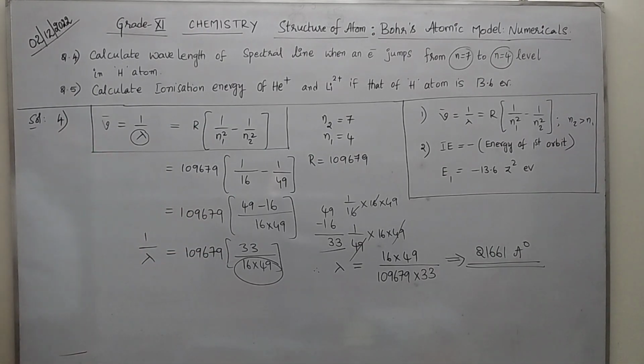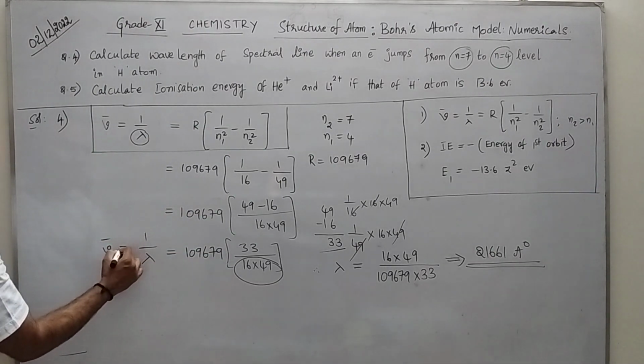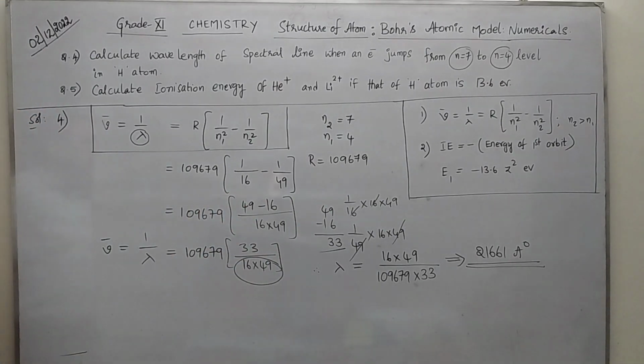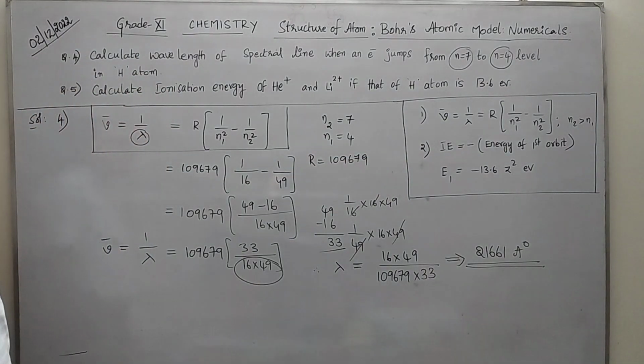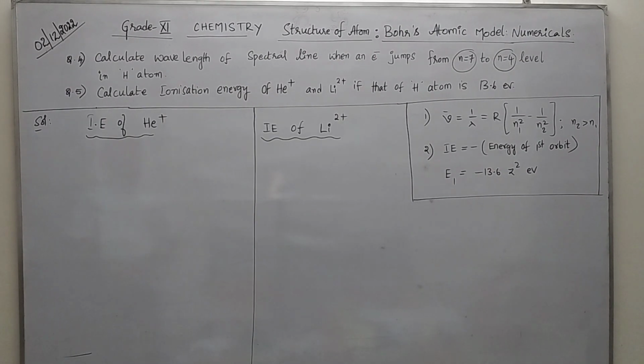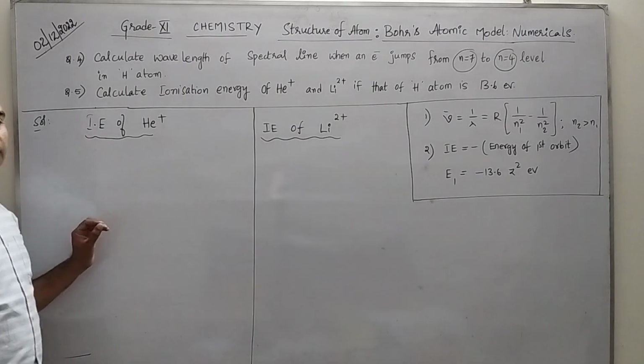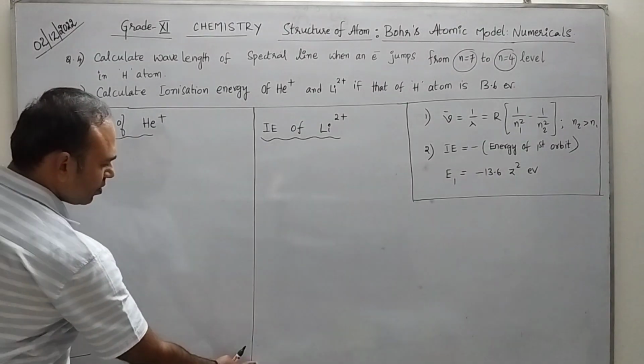Sometimes they will ask for wave number. So wave number, we can stop up to this. Now try to solve the second one using the ionization energy formula, nothing but minus energy of first orbit. First calculate the energy of first orbit. So I think you have understood the formula and you have calculated. If not, you just see the solution.